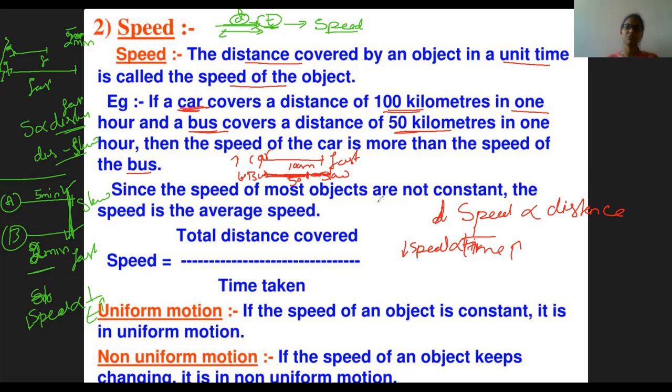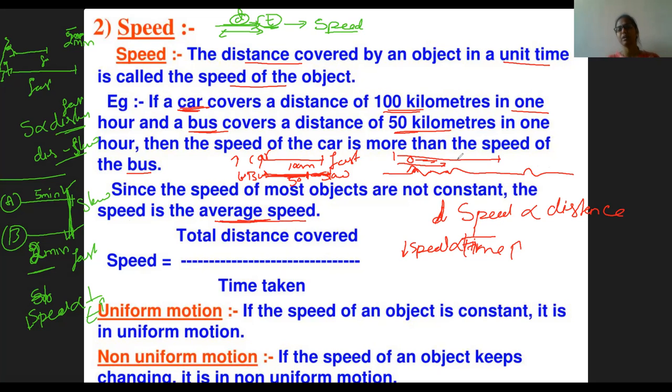Since the speed of most objects is not constant, in many cases we take the average speed. Suppose the road has humps and again humps. When humps come, the car will reduce its speed, but the bus will go easily because it won't have big tires. That's why we don't take speed at the humps; we take the average speed.